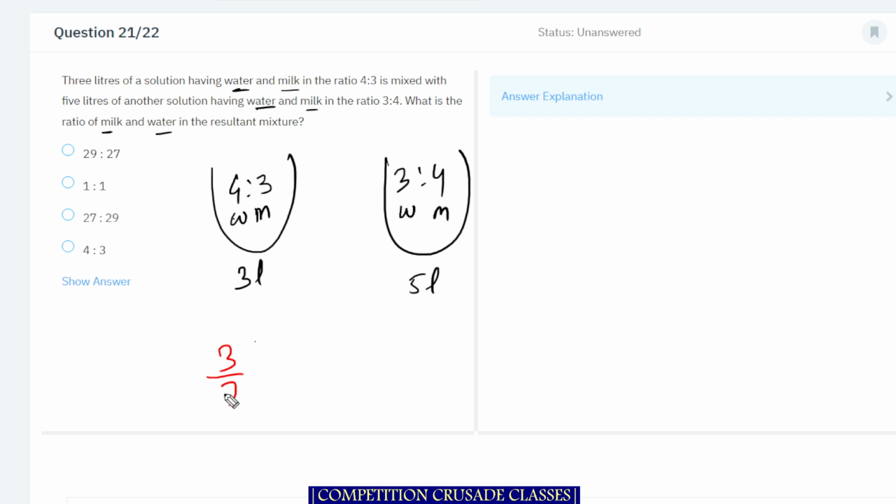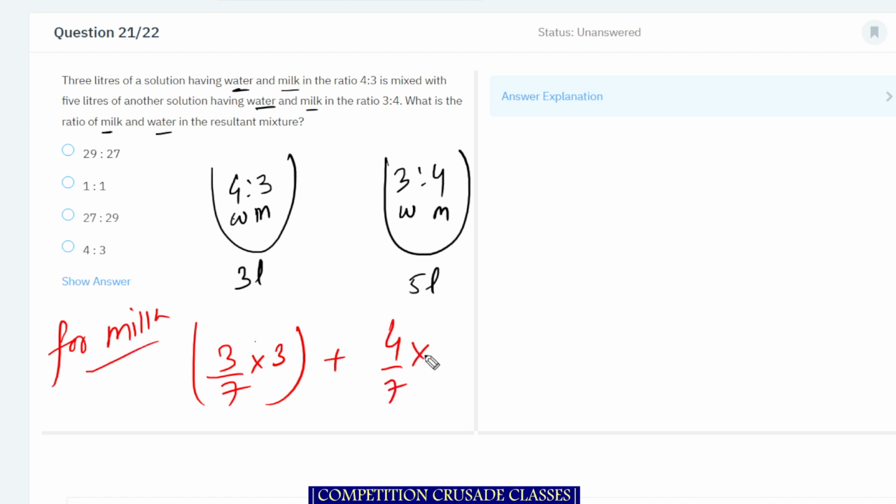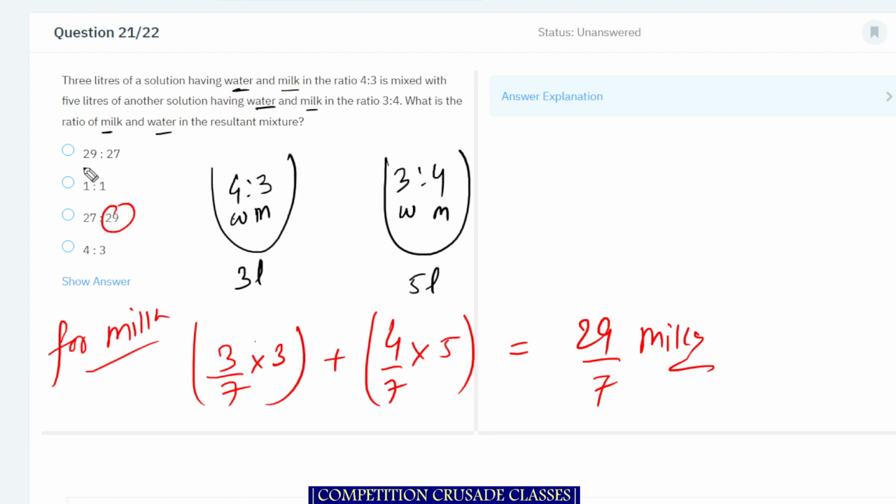So 3/7 into 3 liters plus, I'm working just for milk. 4/7 multiplied by 5, that should give me 9/7 plus 20/7, which is 29/7. This is for milk. So do I have something like 29/27? Yes, so I have 29/27, something like that. So please understand, between A and C, which one will you pick? They have asked for the ratio of milk and water, so the milk component goes first, and the second one will be something like 27/7. So A has to be my answer.